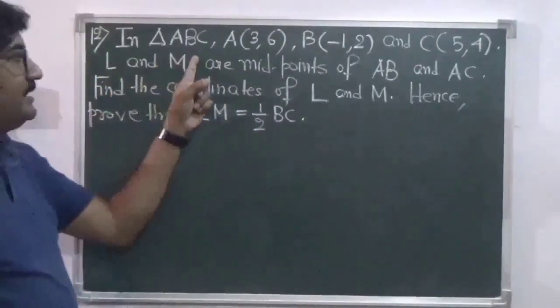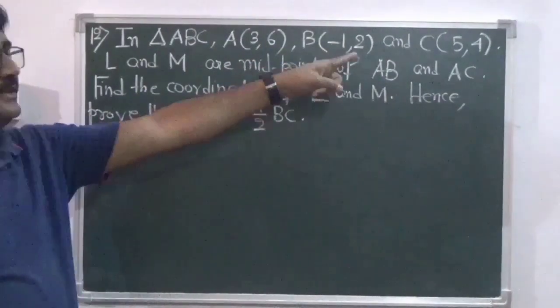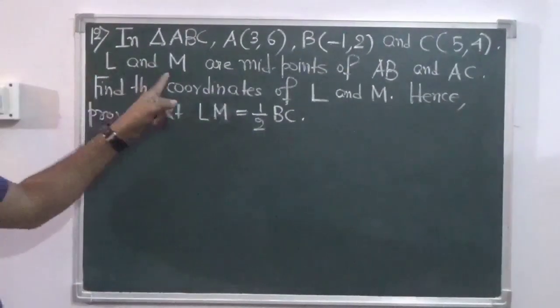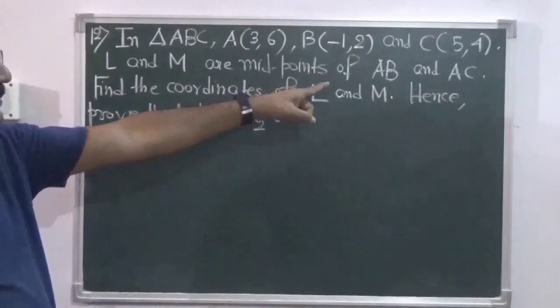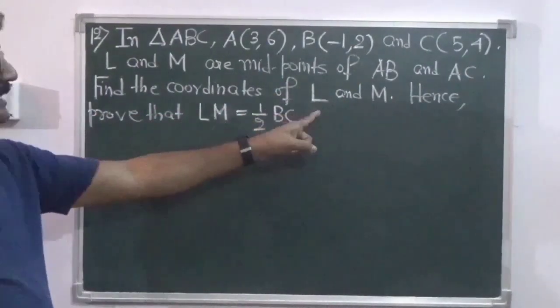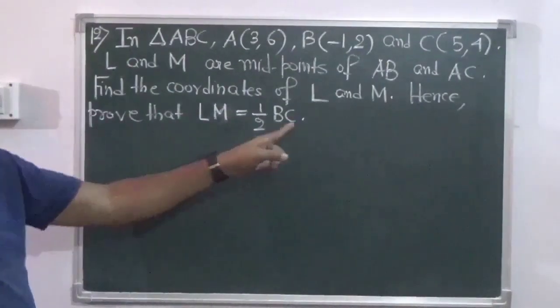In triangle ABC, A (3, 6), B (minus 1, 2) and C (5, 4) are the vertices of the triangle. L and M are the midpoints of the sides AB and AC. Find the coordinates of the midpoints L and M. Hence prove that LM is half of BC.